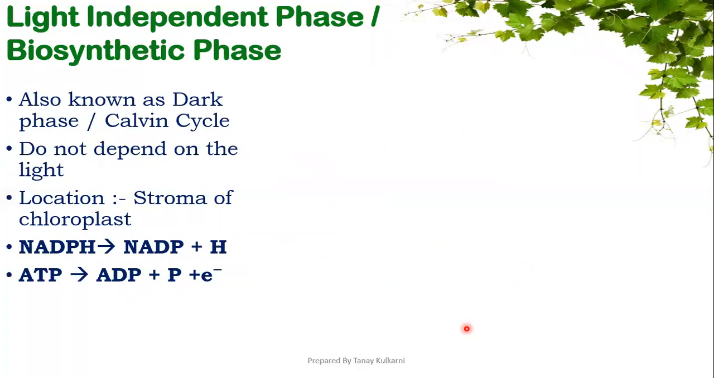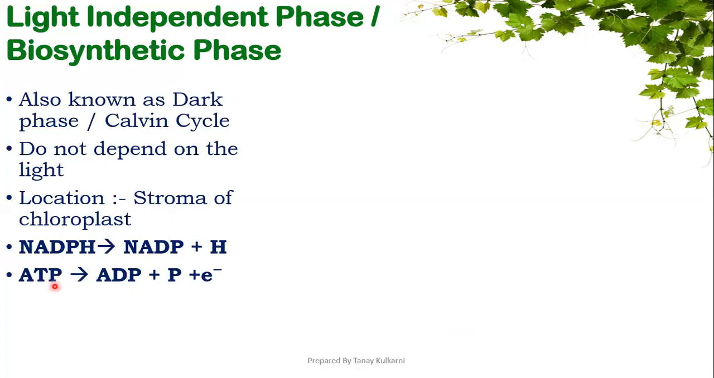Second step is the light independent phase, which is also called the biosynthetic phase. This phase was discovered by a scientist named Calvin. Hence, you can call it the Calvin cycle. It is also called the dark phase because it does not require light energy and it occurs simultaneously with the first phase. Please remember, it occurs simultaneously with the previous step, that is the photochemical phase. It is completed in the stroma of the chloroplast.